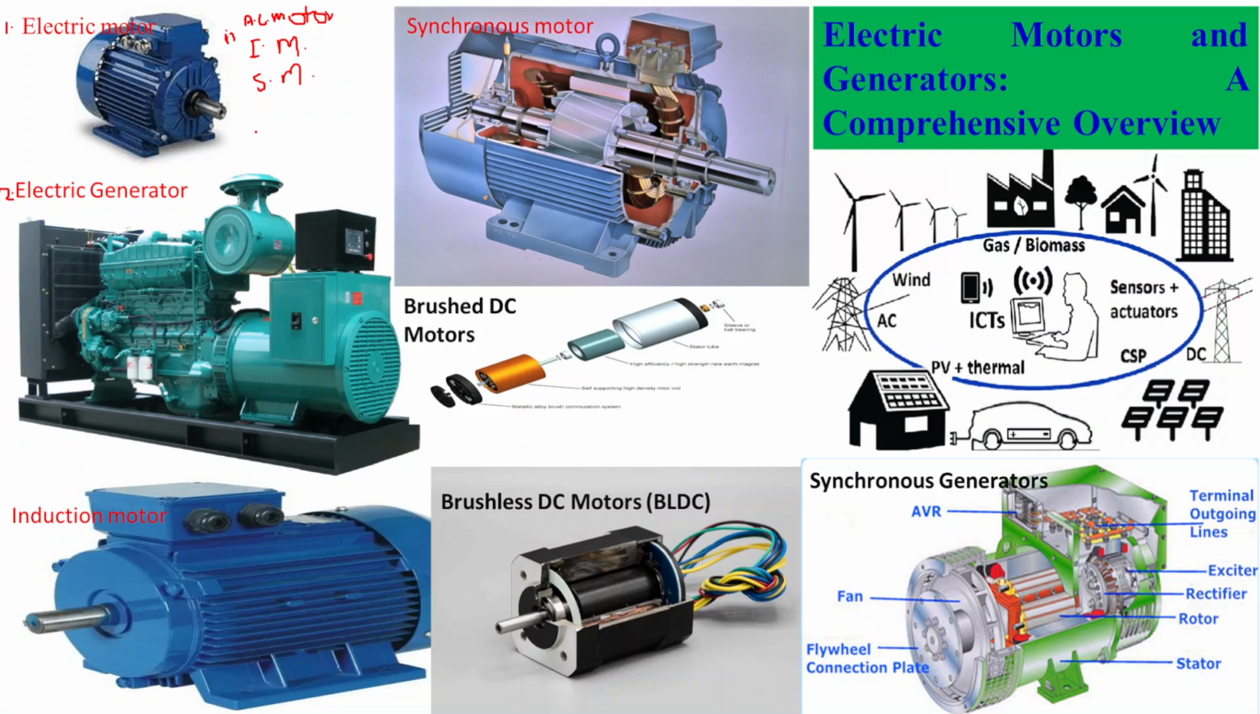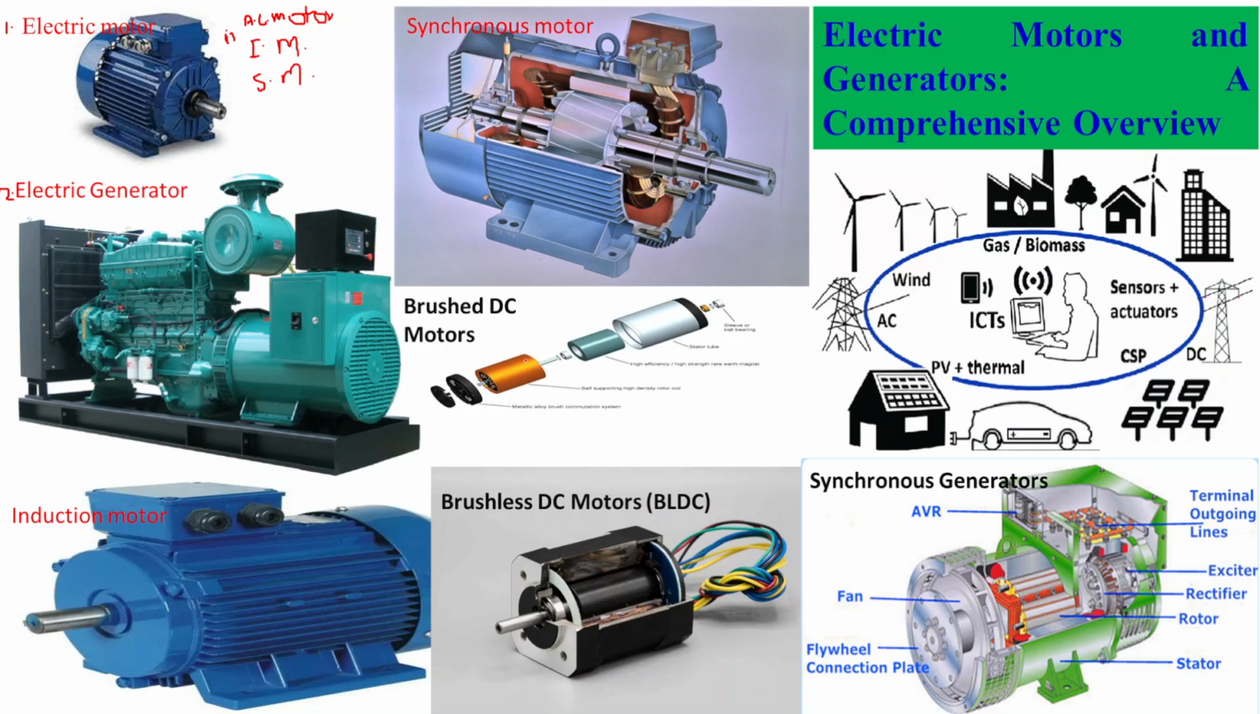Again in the DC motor we have two types of DC motor, brushed DC motor and the brushless DC motor. Brushed DC motor. In the brushed DC motors, mechanical brushes and a commutator are used to switch the direction of the current flow in the rotor winding, creating a rotating magnetic field that drives the rotor.